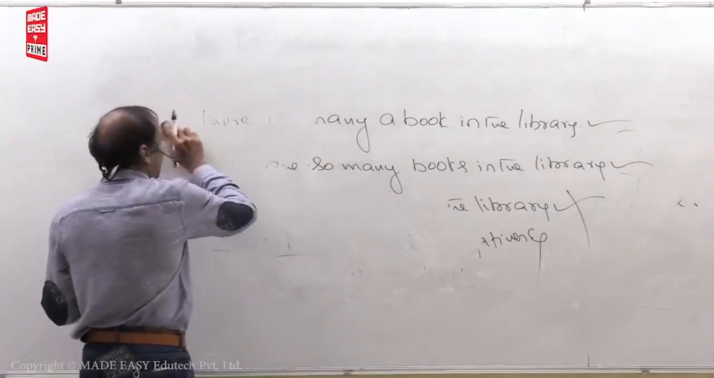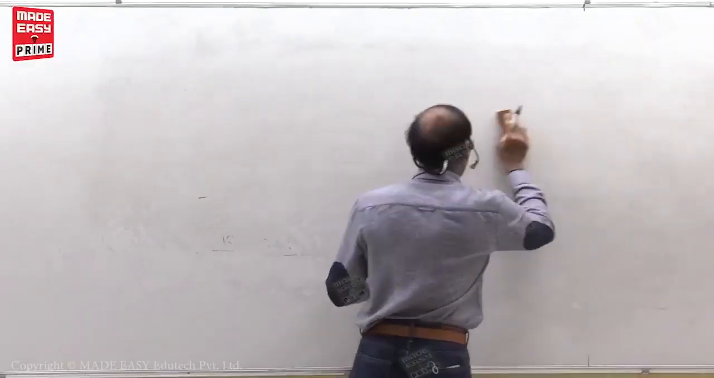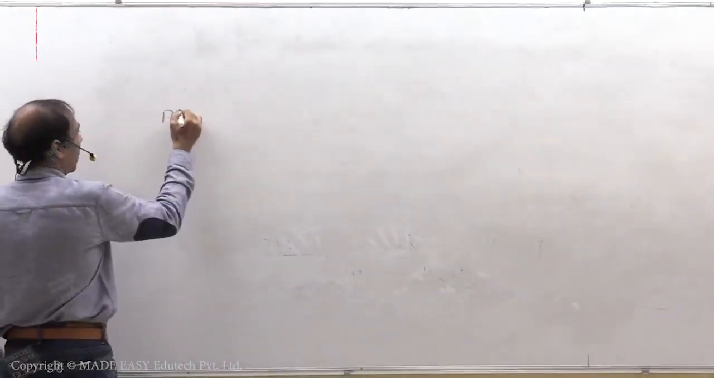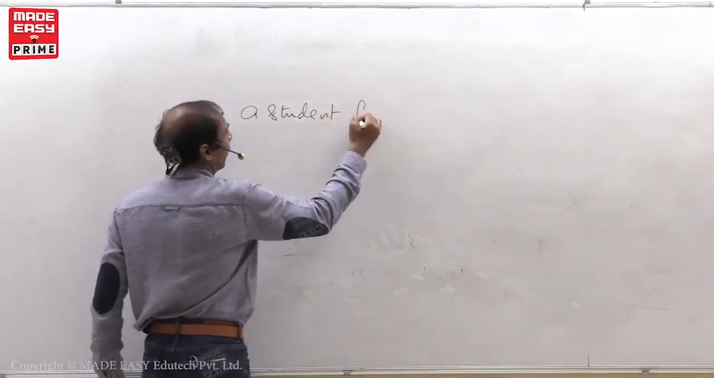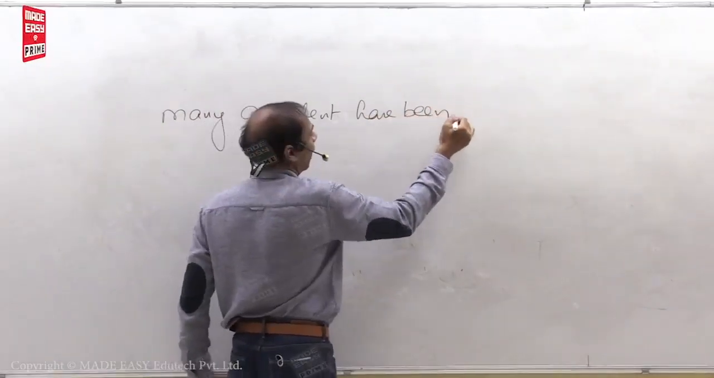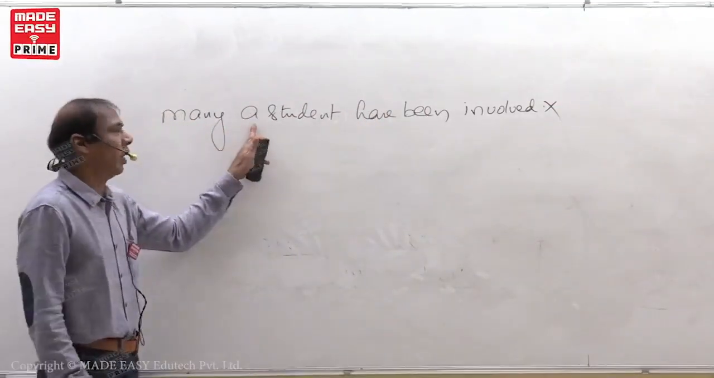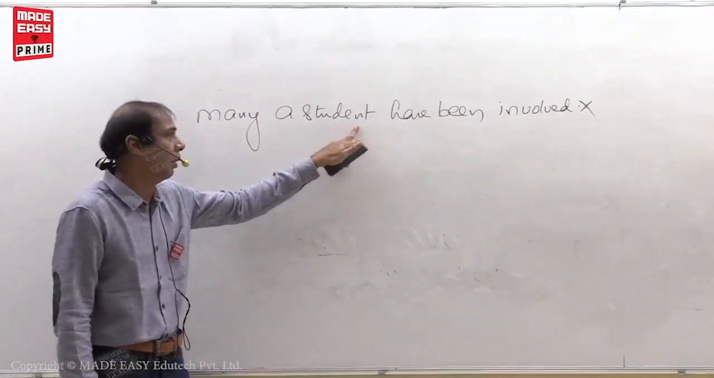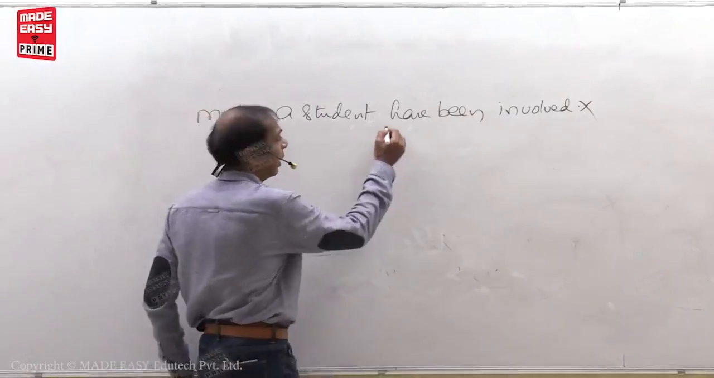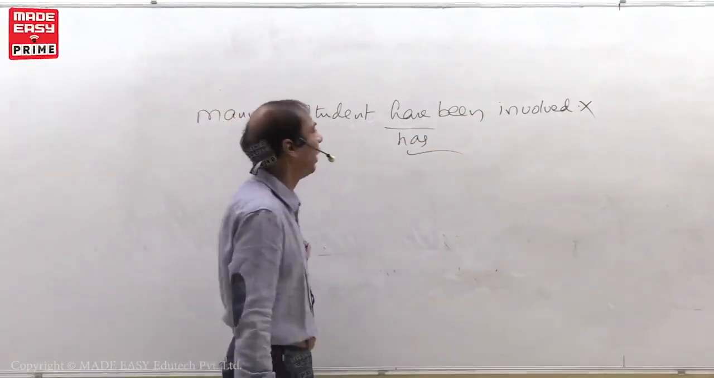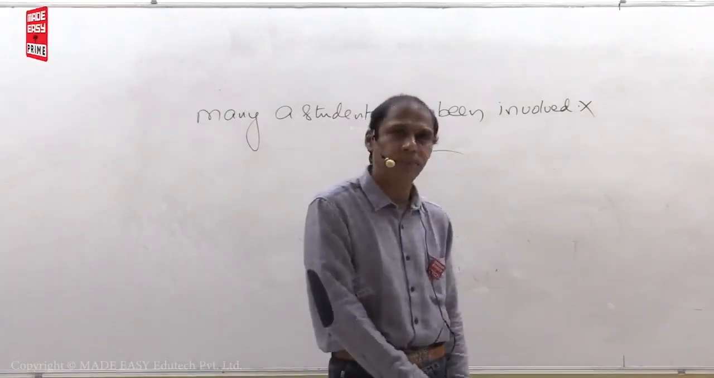Now let us take one sentence in the form of correction. Many a student have been involved. This is wrong because of many a student. This formula takes a singular noun. Noun is correct, okay. But what is the verb here? Here you have to use a singular verb. But have is plural. What is the singular? Has. Has been involved. Right, my students? Very simple.